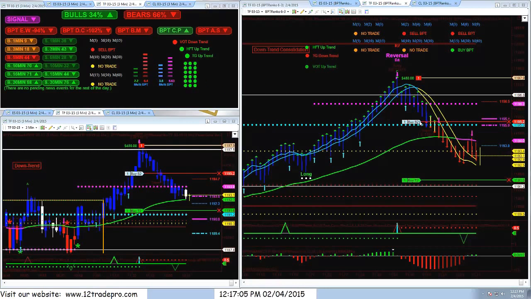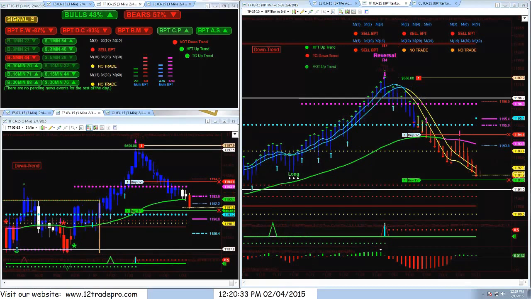I got buy orders coming in the market. I'm going to move my stop down. I'm going to put it just above this pivot right here. It's either going to hit my target or stop me out at this point.